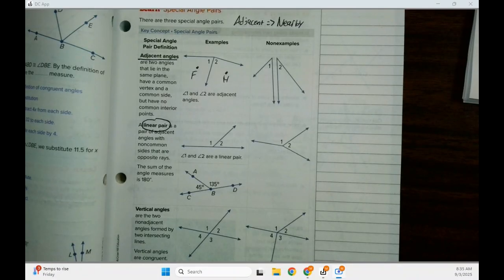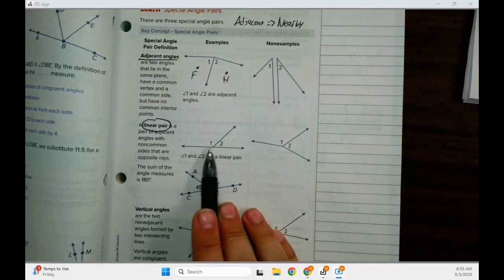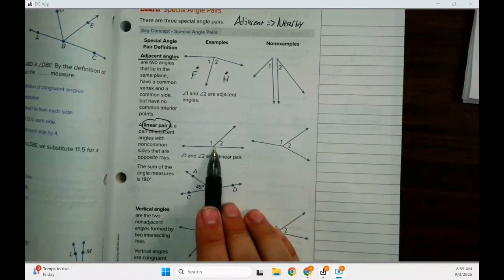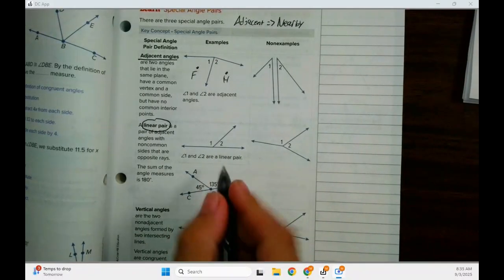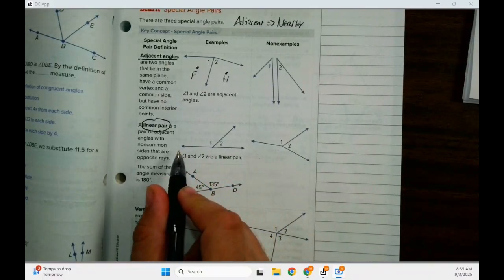A linear pair is a pair of adjacent angles, okay, where we have a pair of opposite rays, okay? I want to make sure that's very specific. You see how, if I'm looking at this example here, 1 and 2, I have these two angles that we know are adjacent angles like we just saw. But we notice also that two of those rays, two of the sides of our angles, form opposite rays. They make a straight angle.